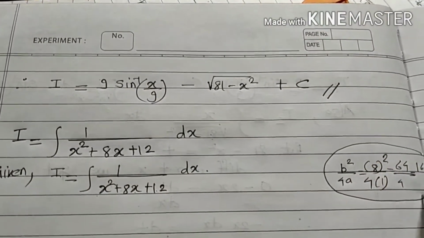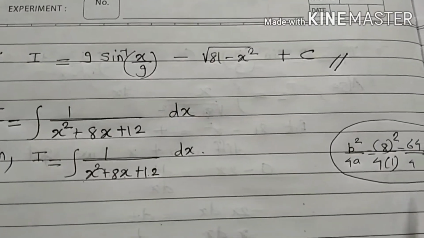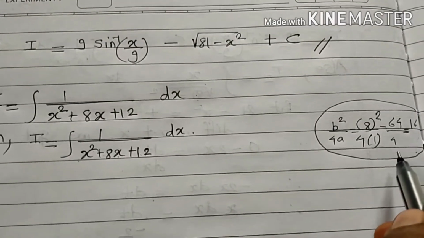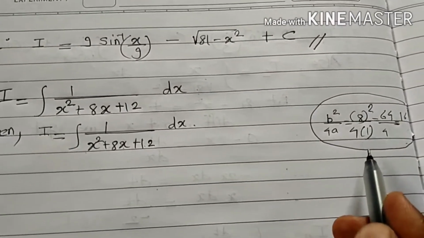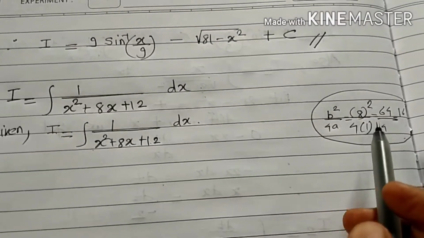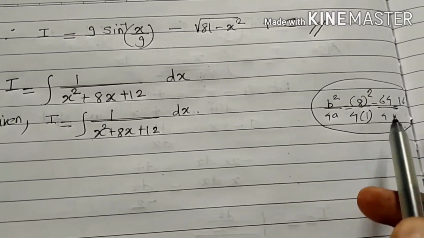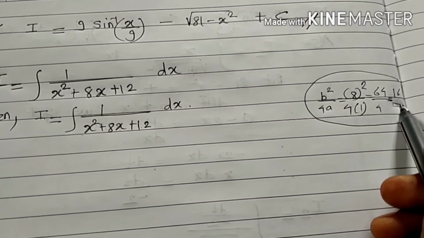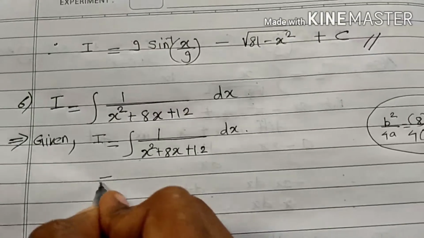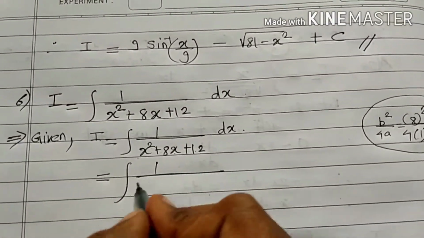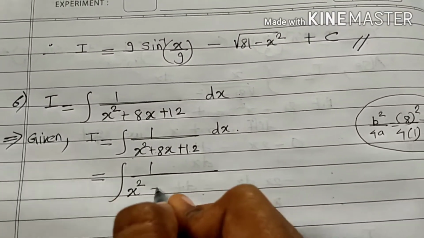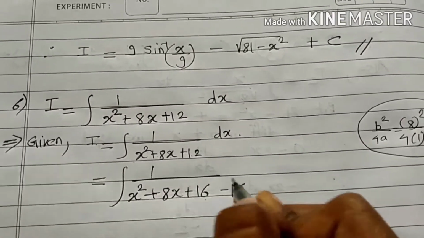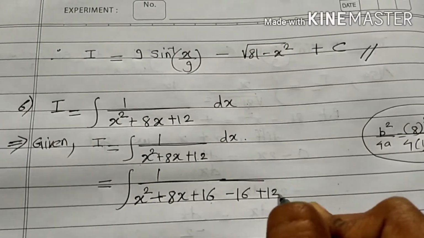There is no need to write it here, but it is only for your understanding. So don't write it in your exam paper. You can write it in your notebook, but please don't write it on your exam paper. So here it is 16. So add this 16 and subtract this 16, and you get x square plus 8x plus 16 minus 16 plus 12 dx.